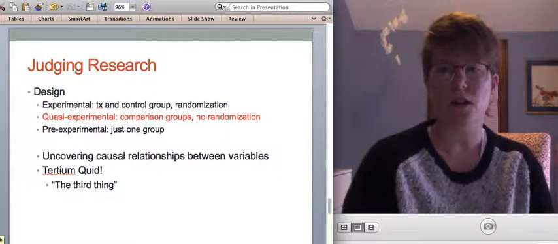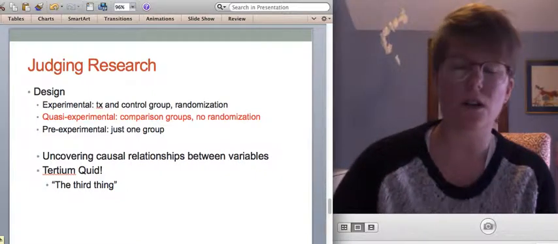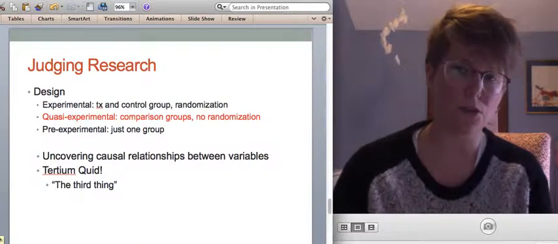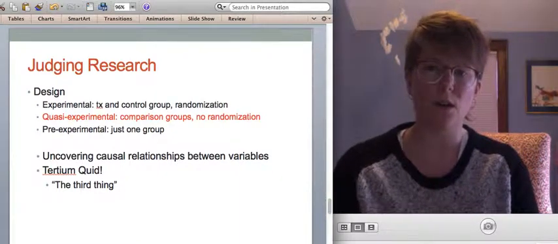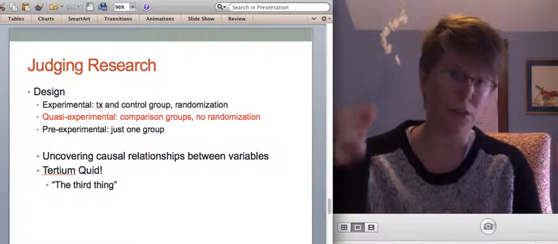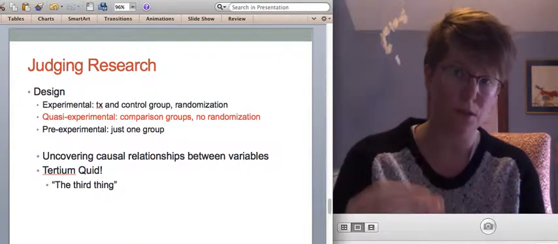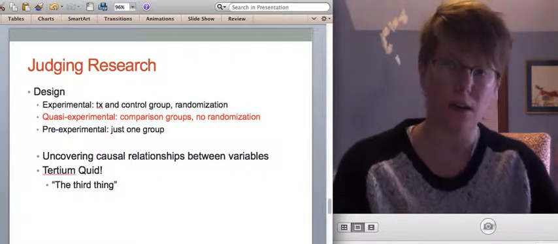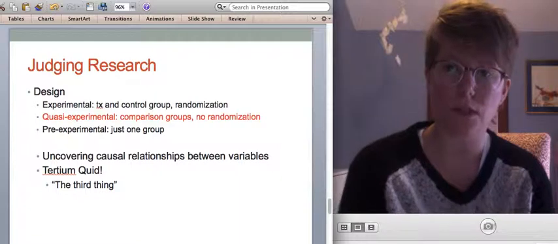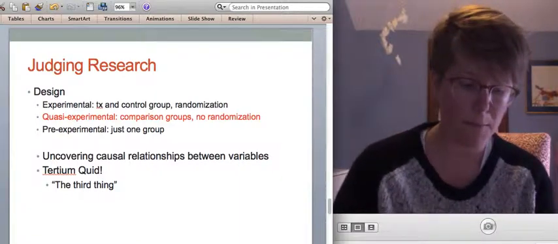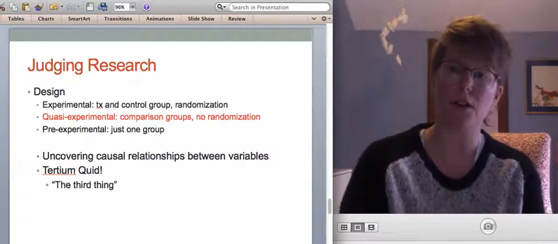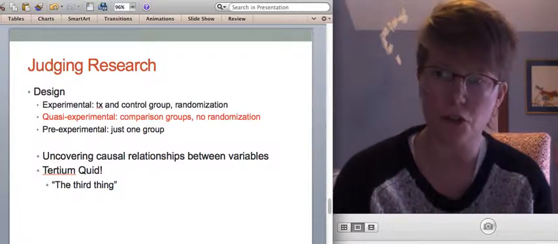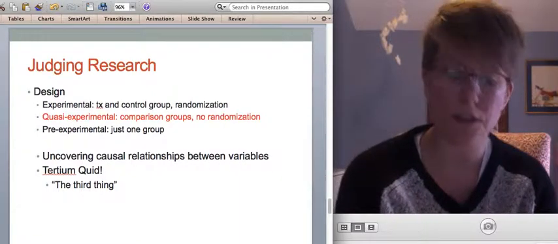All of these three types of research are trying to uncover causal relationships between variables. We're trying to figure out what happens when I do this thing to a group of people. What's the outcome? So it is a causal relationship that they're looking for, but what can creep in and really hurts the validity is something called tertium quid, the third thing.